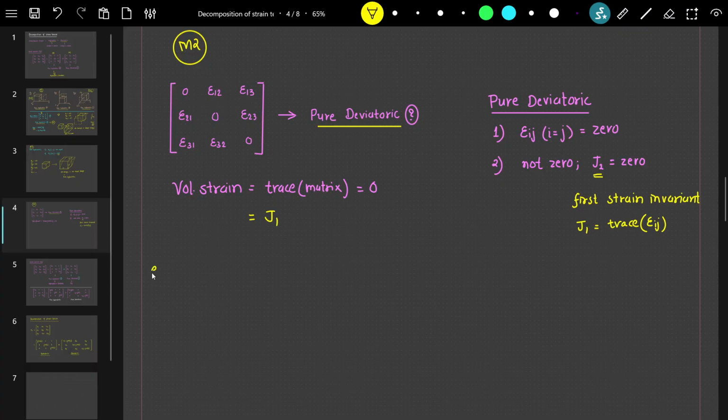So we can again take some example and try to understand. So let's take 0.5.